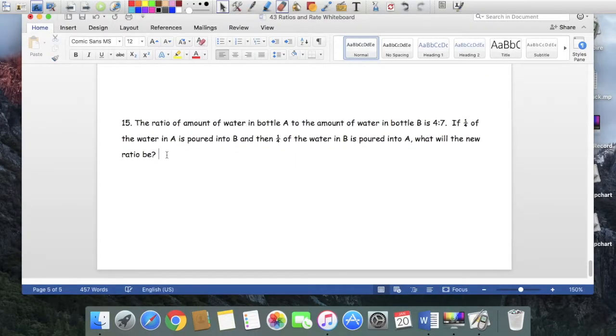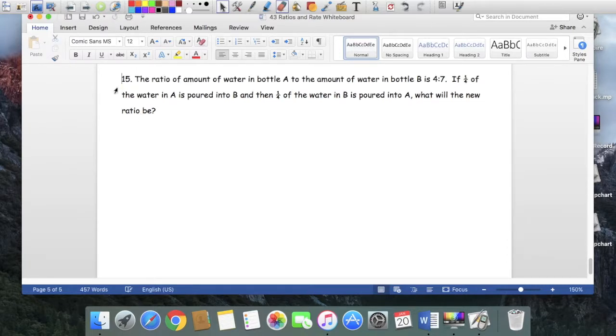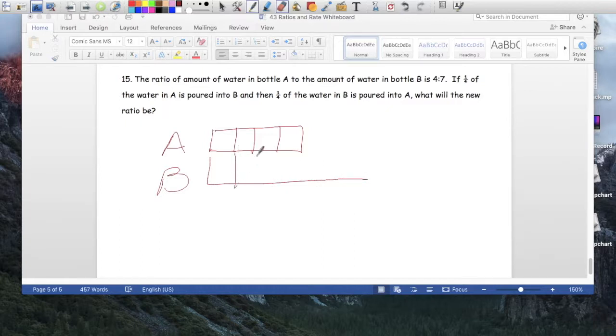15. The ratio of the amount of water in a bottle, blah, blah, blah. So let's take bottle A to bottle B, right now it is 4 to 7. Right now, 1, 2, 3, 4, and 7: 1, 2, 3, 4, 5, 6, 7. So we know that there's a little bit more water in the B bottle.